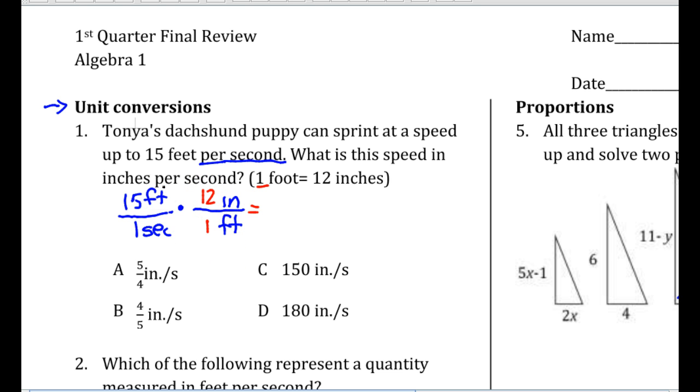Again, the units will cancel, and you can see that we have inches left on top, seconds on the bottom, or inches per second. In a sense, it just comes out to what 15 times 12 is, but this is the format you want to use because it works for any level of unit conversion problem, even easy ones and some of the harder ones. So 15 times 12 is 180, and we have inches per second. That's D.